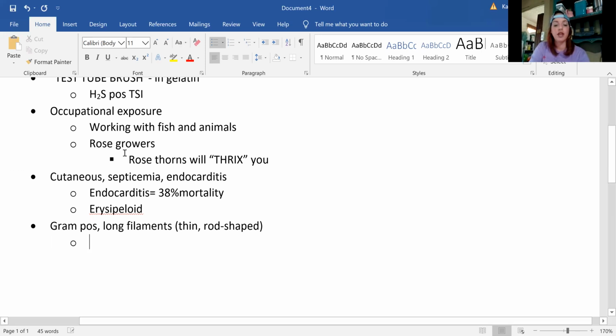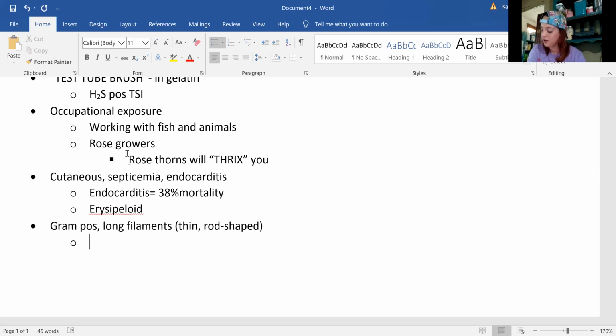So singly and in short chains, is that differential just for Erysipelothrix, or can other things be singly or in short chains? Other things can be. But the V-shape is not as common, so I know that it can be a V-shape. And it decolorizes easily, which could lead to it being gram variable. So what's the next thing?